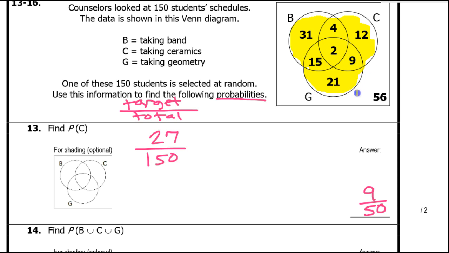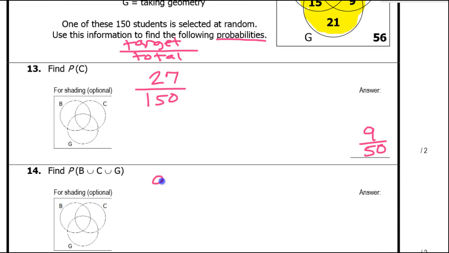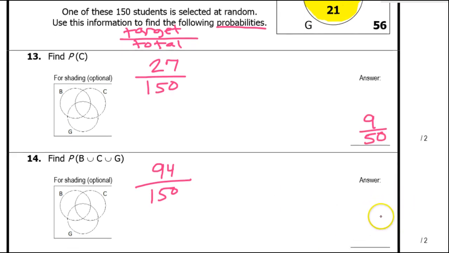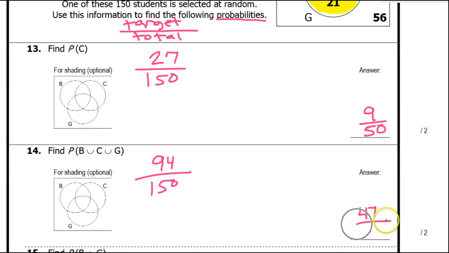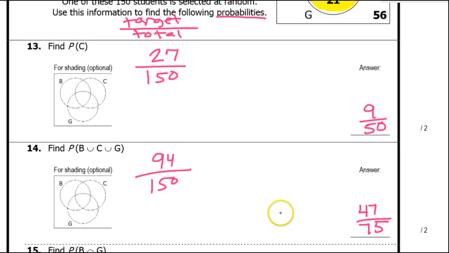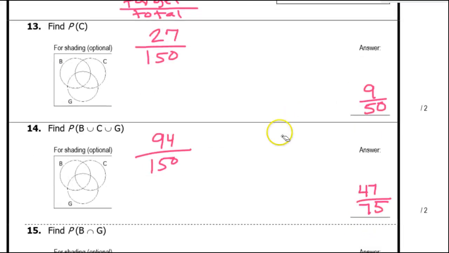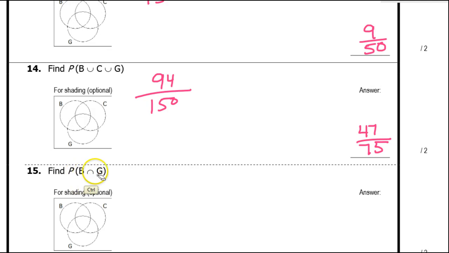So if I add all of those up, what am I going to get? Those numbers add up to 94. So I'm going to have 94 out of a total of 150. So 94 over 150, that's 47 over 75. Okay, I feel like I should reset for the next problem. Just erase all that.